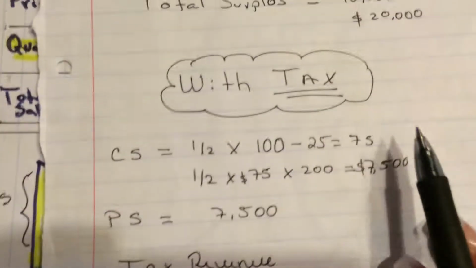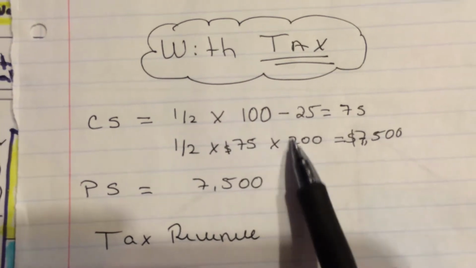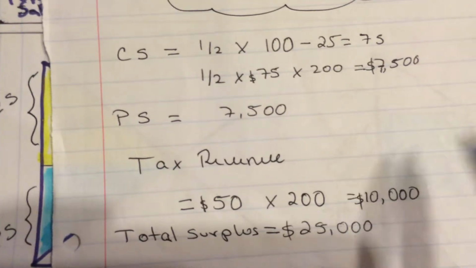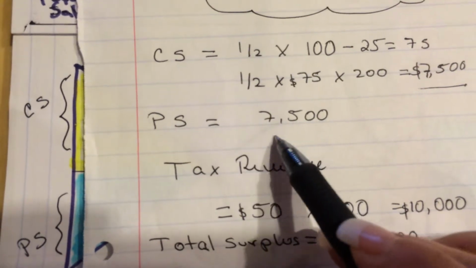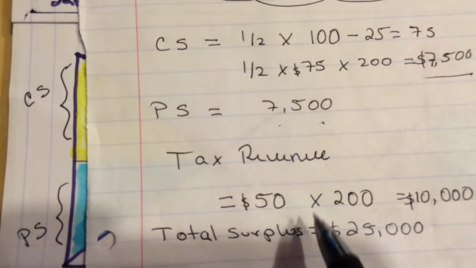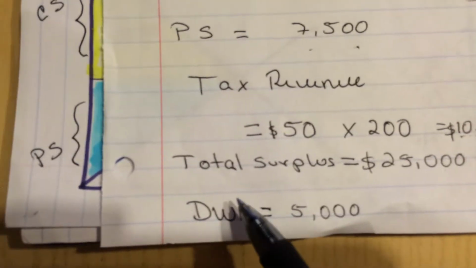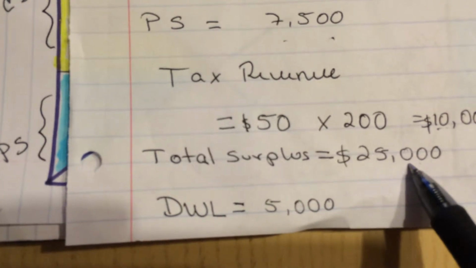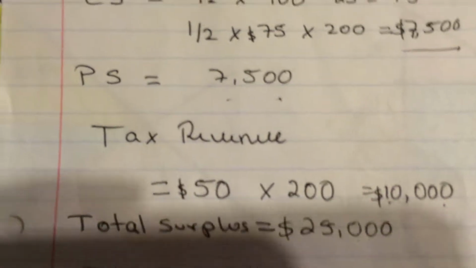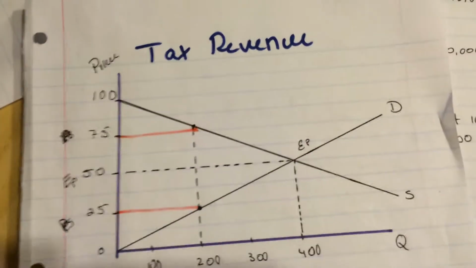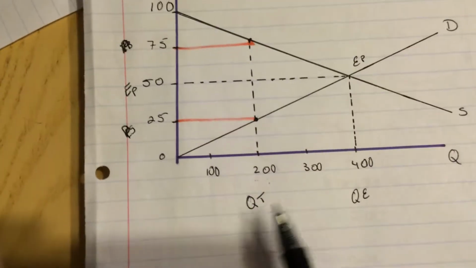Now with the tax imposed, we see that we have a consumer surplus, and we ended up with a total of $7,500 and a producer surplus of $7,500. The tax revenue total is going to be $10,000 and the total surplus $25,000, with a deadweight loss of $5,000.